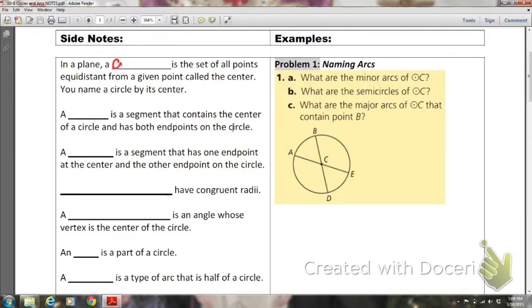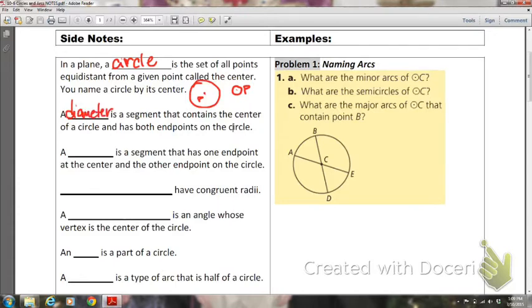Definition of a circle. A circle in a plane is the set of all points equidistant from a given point called the center. And you name a circle by its center. So if you have a circle and the point in the center is P, then we would call that circle P. So the symbol for a circle is just a small circle with a dot in the middle representing the center, and you name it by its center point. So that's circle P.